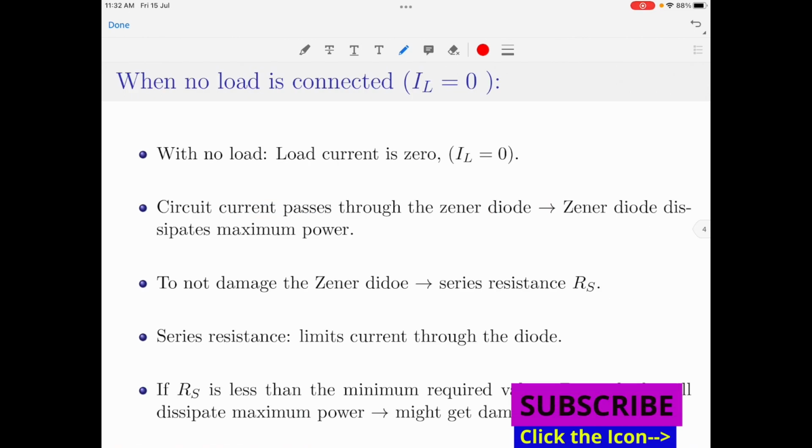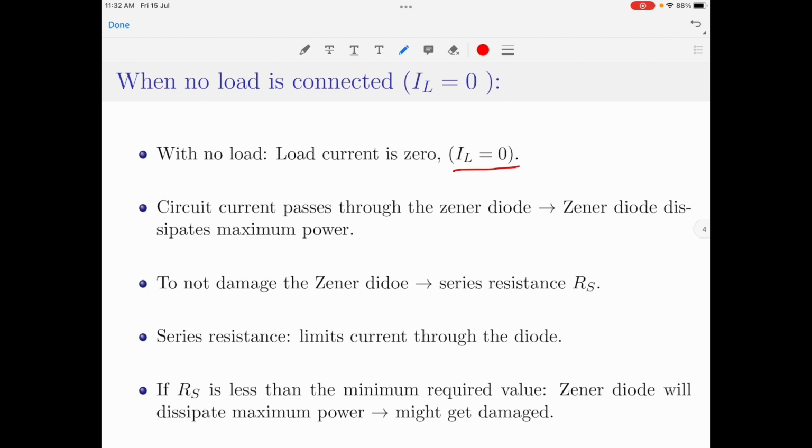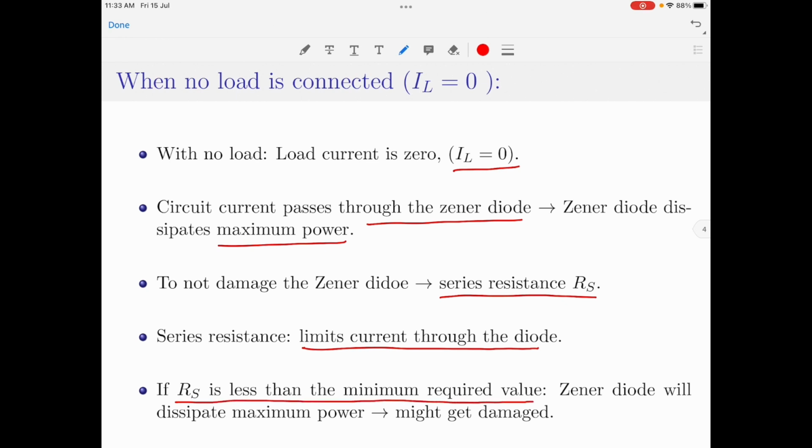So, in essence, when the load is not connected, the load current is 0 and the circuit current passes through the Zener diode now. Because this current is quite high, the Zener diode will dissipate maximum value of power. To make sure the Zener diode does not get damaged because of this high current, we connect the series resistance Rs. The series resistance is connected to limit the current through the diode so that it does not get damaged. The value of Rs plays a very important role and care must be taken while selecting it, because if the value of Rs is less than the minimum required value, then the Zener diode will dissipate maximum power and has a very high chance of getting damaged.